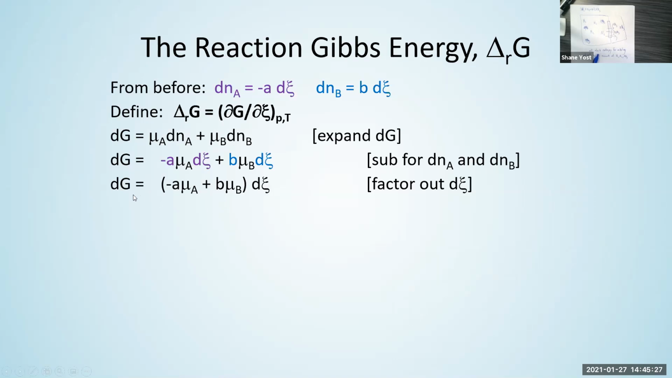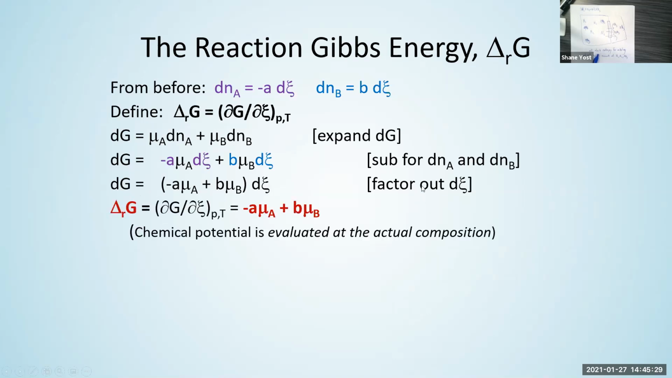And then dividing the extent D times eta here, the extent of the reaction onto that side, I get the Gibbs free energy change for my reaction is just equal to minus a mu A plus b mu B, where lowercase a is your stoichiometric coefficient, lowercase b is your stoichiometric coefficient, and then mu A and mu B are the chemical potentials of A and B, okay?